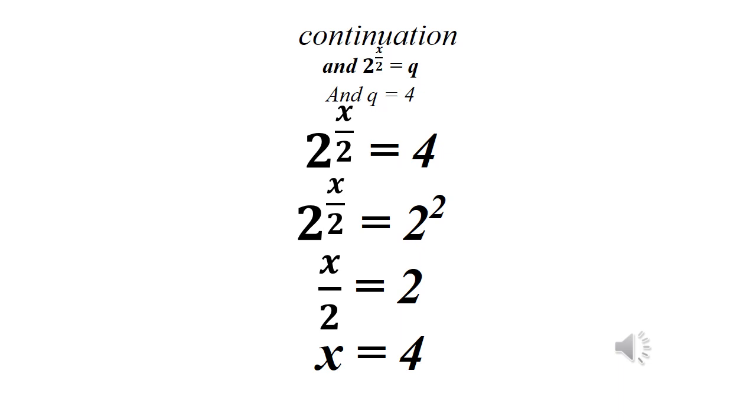Now if you take the second part of the equation, we have 2 raised to power x over 2 equals q. And our q is 4. So if we plug in q as 4, we have 2 raised to power x over 2 equals 4. Then we break down 4 to be 2 raised to power 2. Then we have the bases equal, and we cancel them. So we have x over 2 equals 2 over 1. So we can cross multiply, and then have x times 1 equals 2 times 2. Then we have x equals 4 as well.